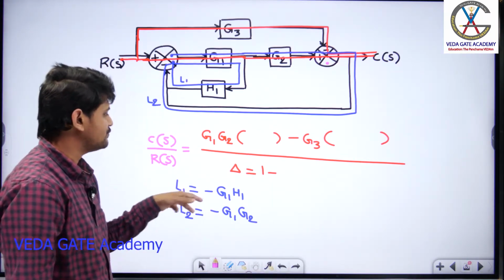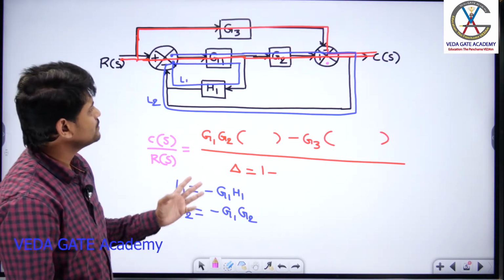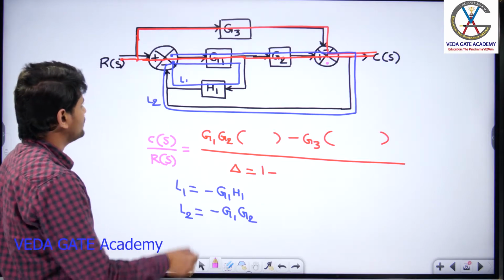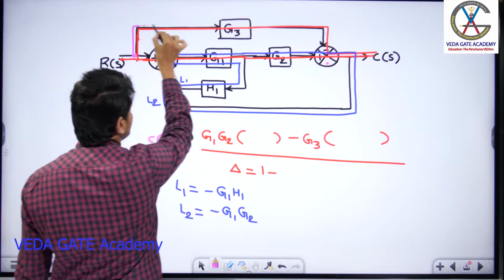So the two loops which we are getting are minus G1 H1 and minus G1 G2. Will I get any loops apart from these two? You may have a doubt. Suppose I am starting from here, I can move in this way.